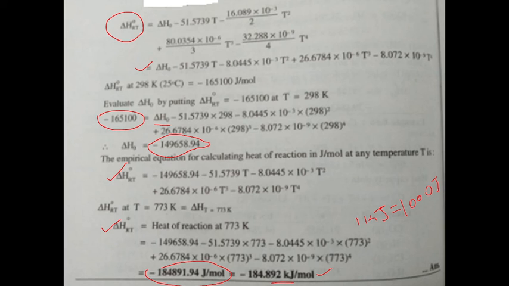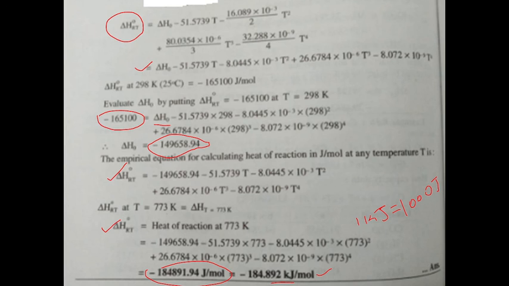So a negative value means the reaction is an exothermic reaction, so heat is being released. Are you clear on that? Okay. So the joule per mole is converted into kilojoule per mole. What do you do here? So here 1000 joule is equal to 1 kilojoule. Is that right or not? Okay.